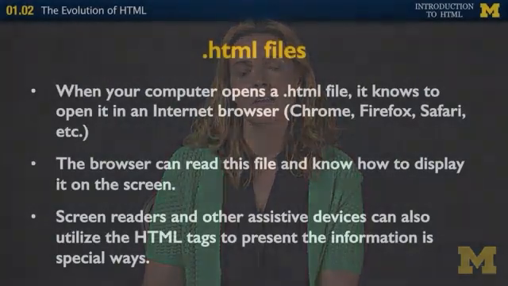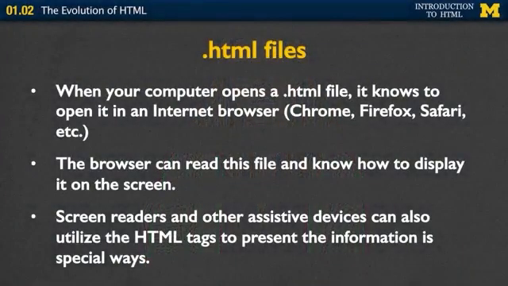A .html file is a special kind of file. You've already seen special file extensions before. Whenever you open a file that has .doc, your computer knows to open it in Microsoft Word. If you see a file with .ppt, your computer knows, oh, that's a PowerPoint file. I should open it in PowerPoint. In the same way, when your computer sees a .html file, it knows that it should open it in an internet browser such as Chrome, Firefox, or Safari. Your browser can read this file and it knows how to display it on the screen.